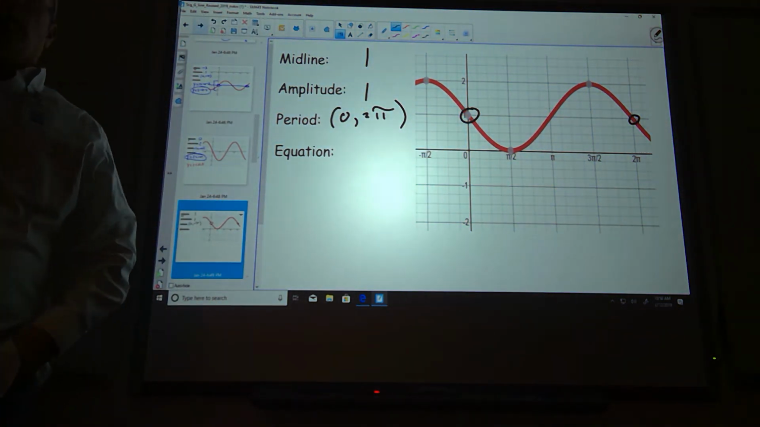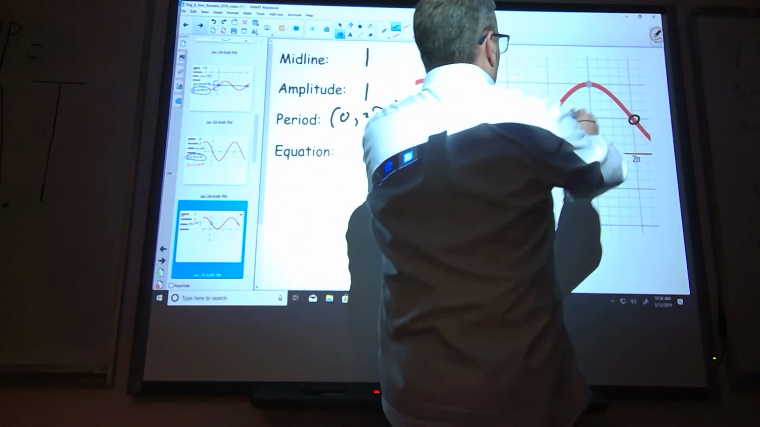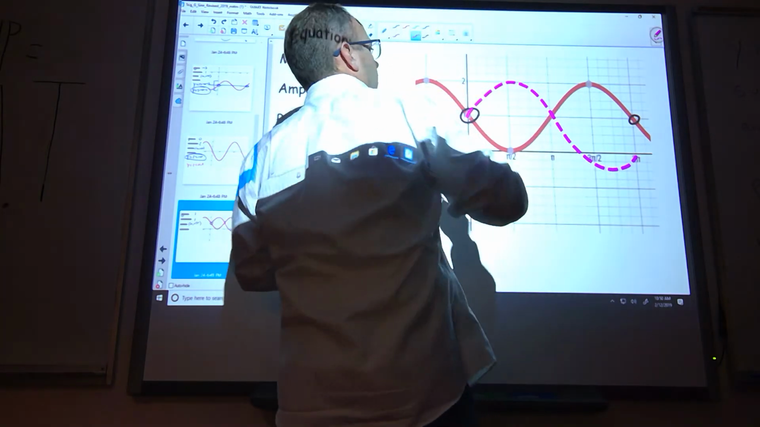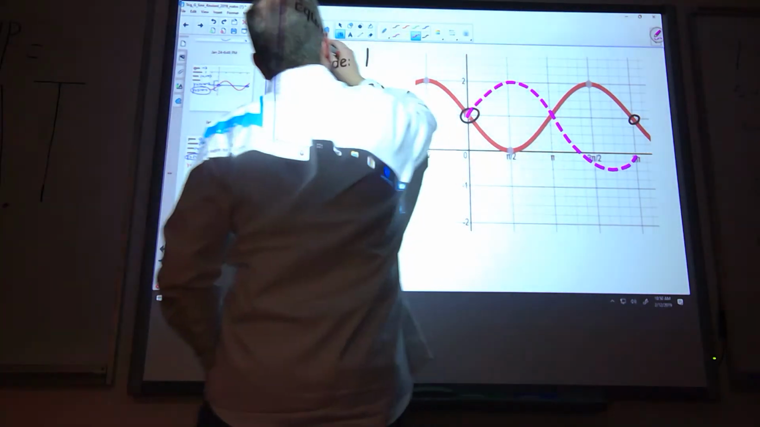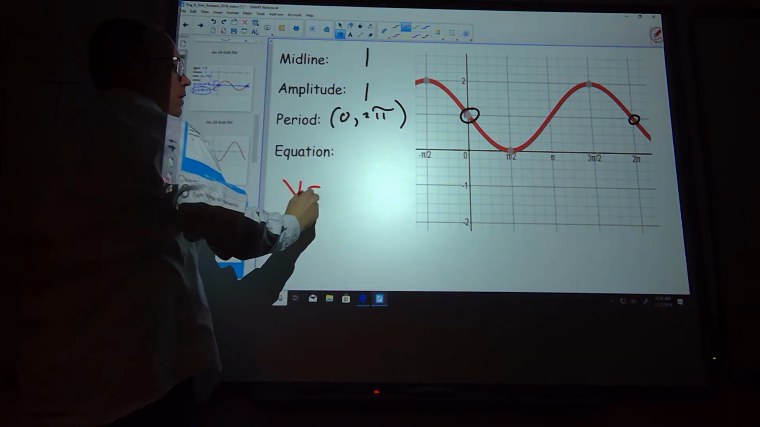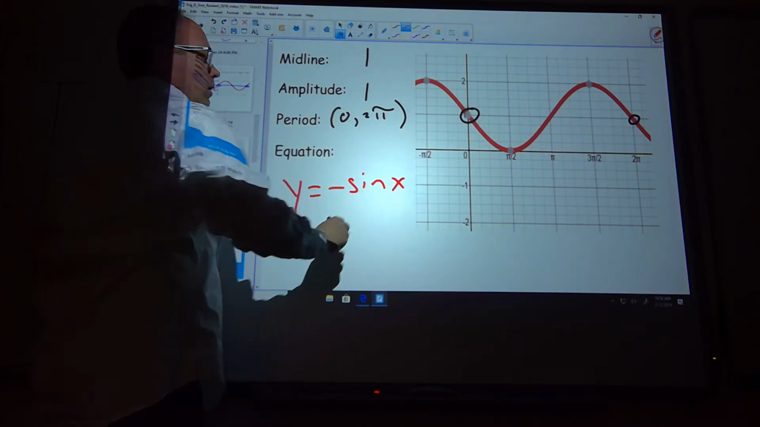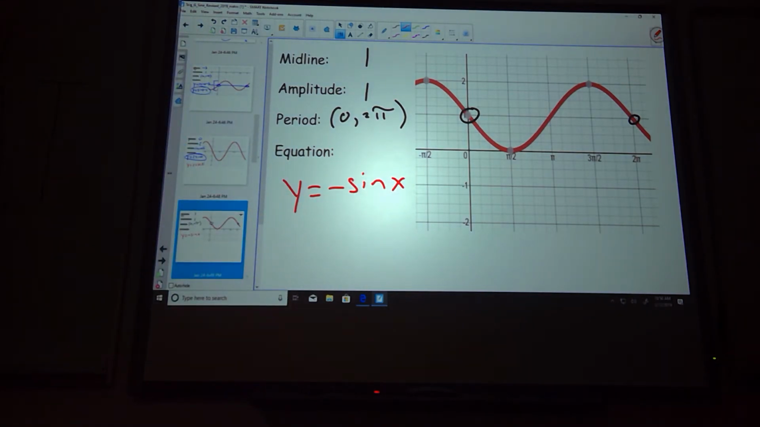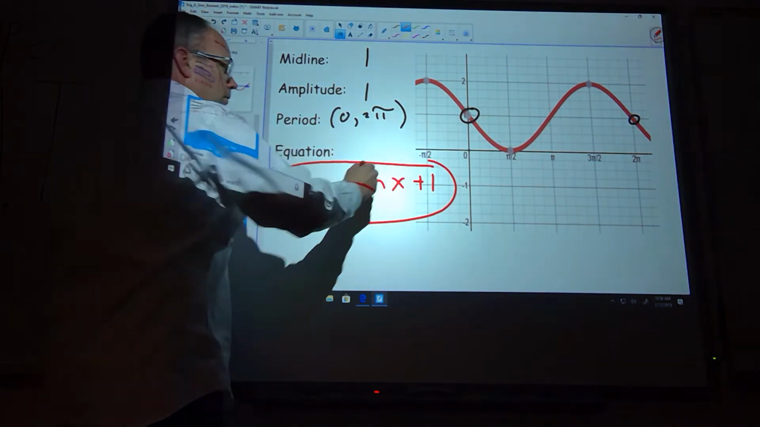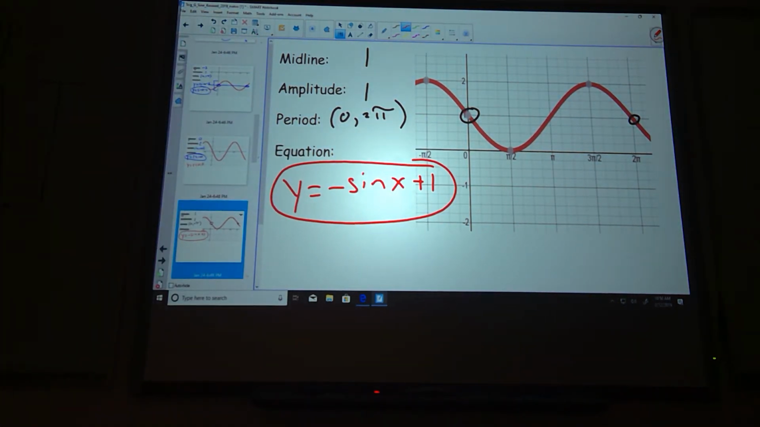All right, so now here's my midline. Normally, my graph is doing this, kind of like that, right? So what would cause this to flip down? Negative where? Yeah, it's right here. Oh, and this had a different midline, so I need to go plus 1. So the negative means it flips over the midline, and then the plus 1 is because it shifted up 1.